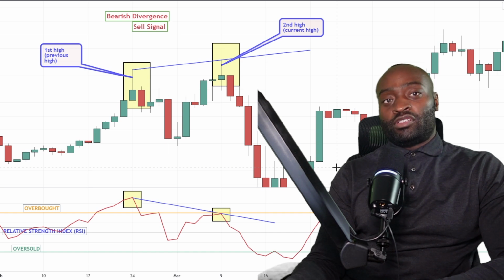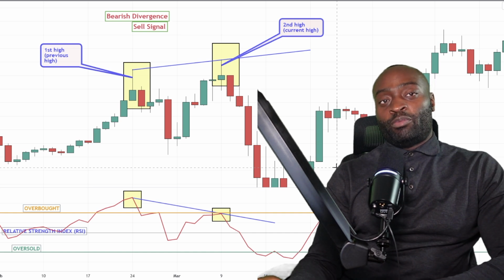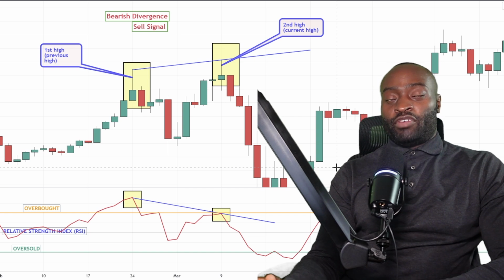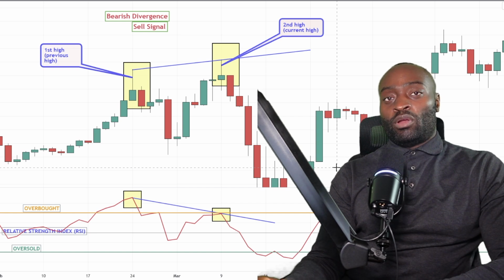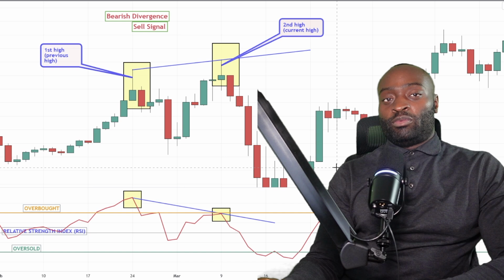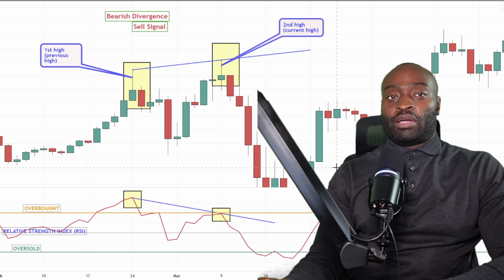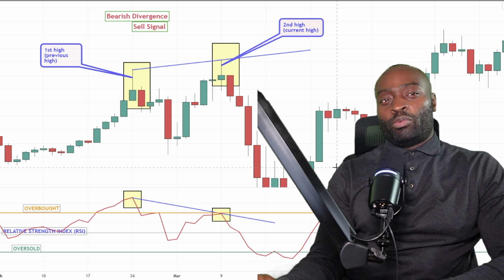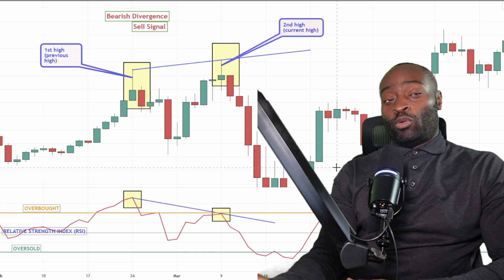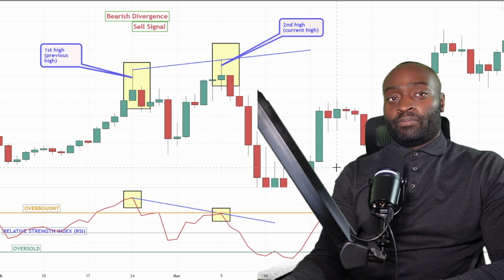For bullish divergence, it's literally the opposite way around. Bullish divergence is when price makes a lower low, but the RSI makes a higher low. And that's an early indication to buy. The best thing to do would be to wait for more confirmation, such as a key reversal candlestick pattern, or you could also incorporate moving averages or support and resistance into your strategy.